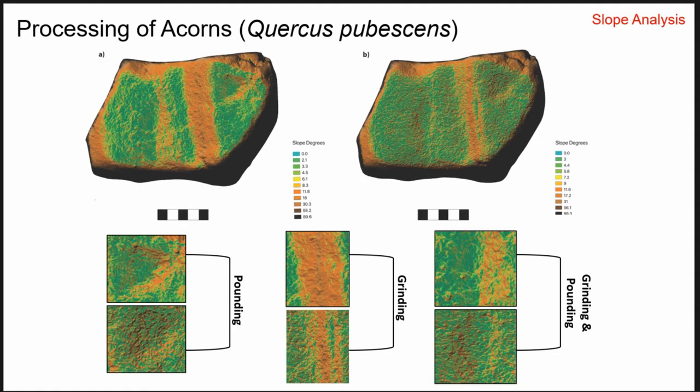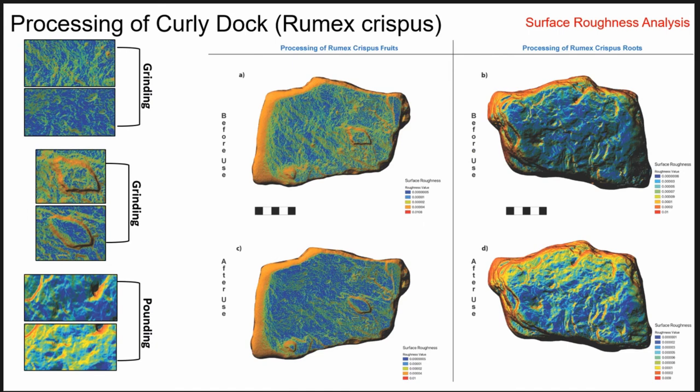And you can see how after the pounding, we have the development of these really small depressions at the bottom of this natural depression. The central part of the surface was used to grind the nut once opened. And you can see how this pretty deep depression turns out to be more flat after use. And again, we also have the appearance of these depressions on the central left after the use of this portion of the surface for grinding and pounding.